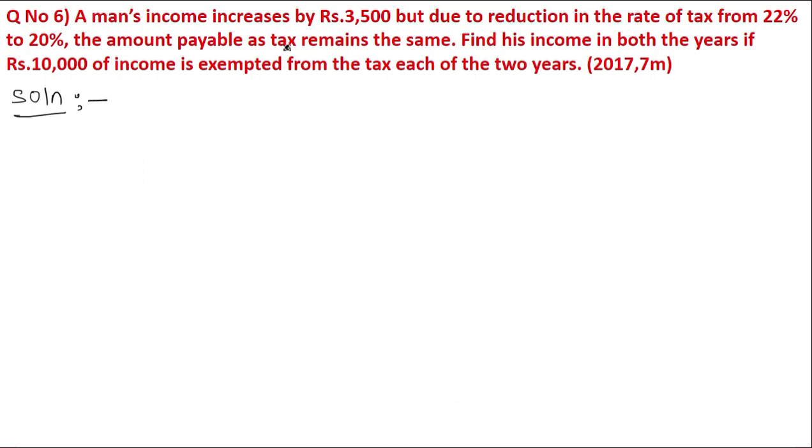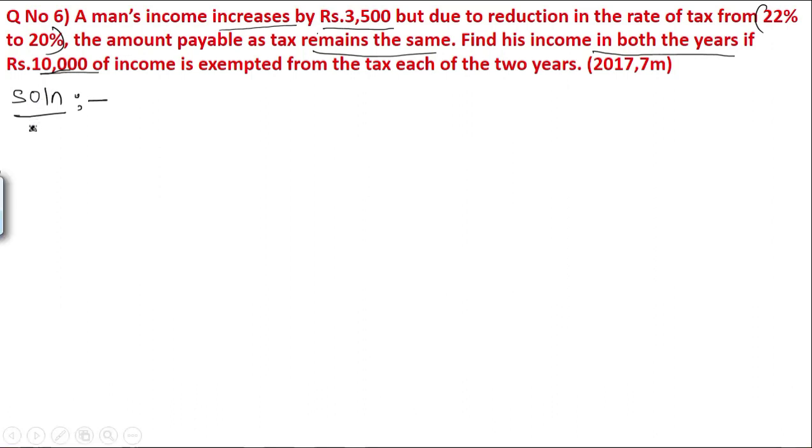A man's income increases by rupees 3,500. Okay, the income has increased. But due to reduction, the tax rate has been reduced from 22% to 20%. The amount payable as tax remains the same. Okay, the tax remains the same. Find the income in both the years, if 10,000 of the income is exempted from the tax in each of the 2 years.